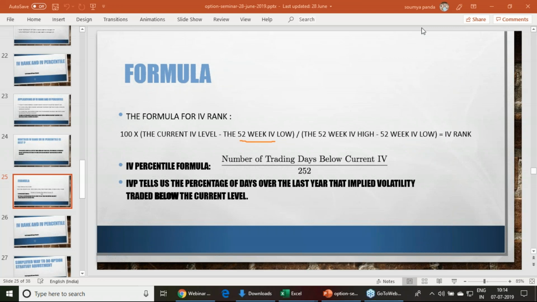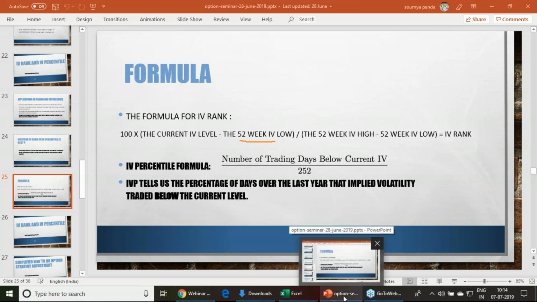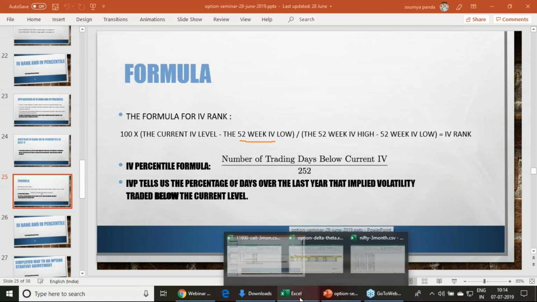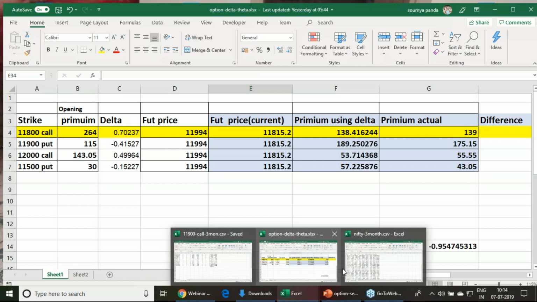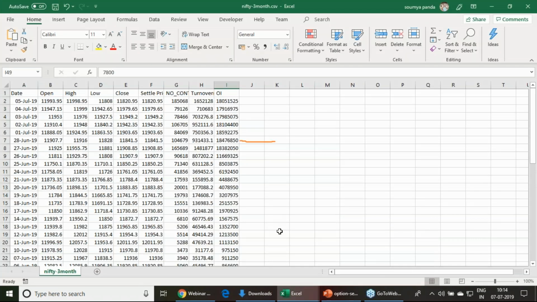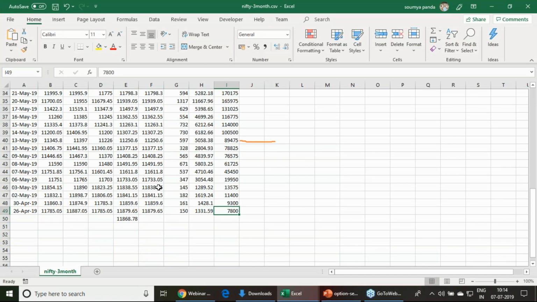Very carefully listen to this part. This is very, very important, because when it comes to IV rank and IV percentile, nobody tells you the truth of how to use it. These formulas you can get on the web and read through. Many literatures will be there, but when to apply them, no one will tell you. So that's why it is very important to understand this concept. Here you have seen that I have taken the past 3 months data till 26th April.